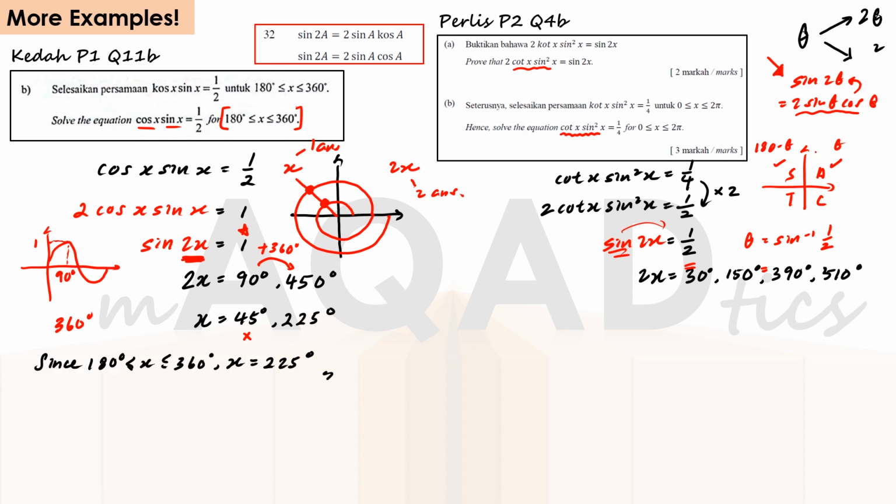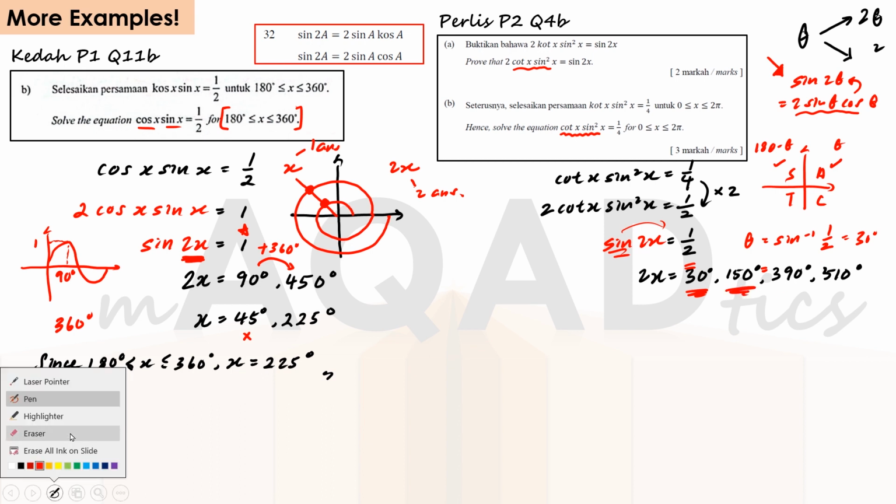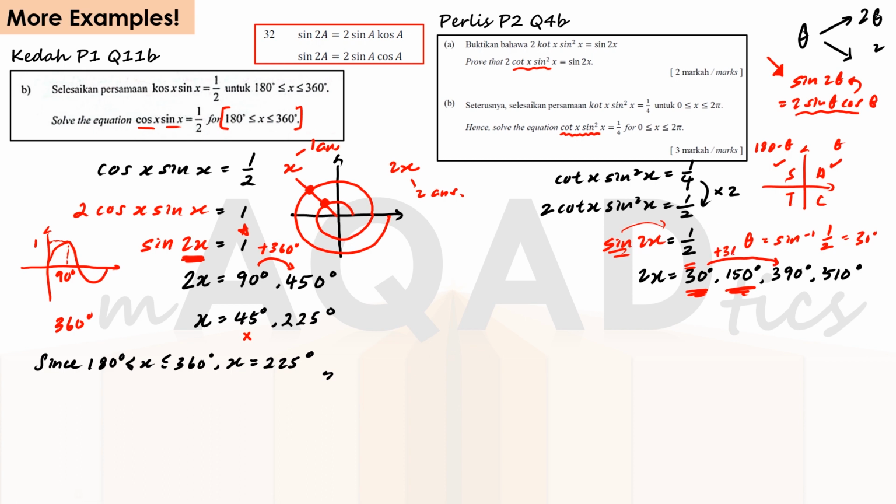Okay, so let me explain. The theta we just found is 30, so here it is 180 minus theta, which is 30, so it will be 150. And then where does this 390 come from? It is because we are going to another cycle, right? So here we need to add another 360. 150 here, same thing as well. We need to add another 360.